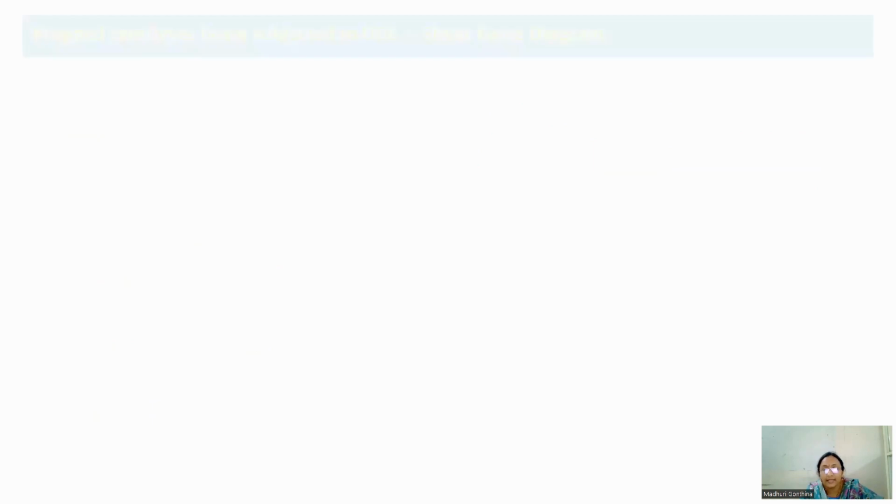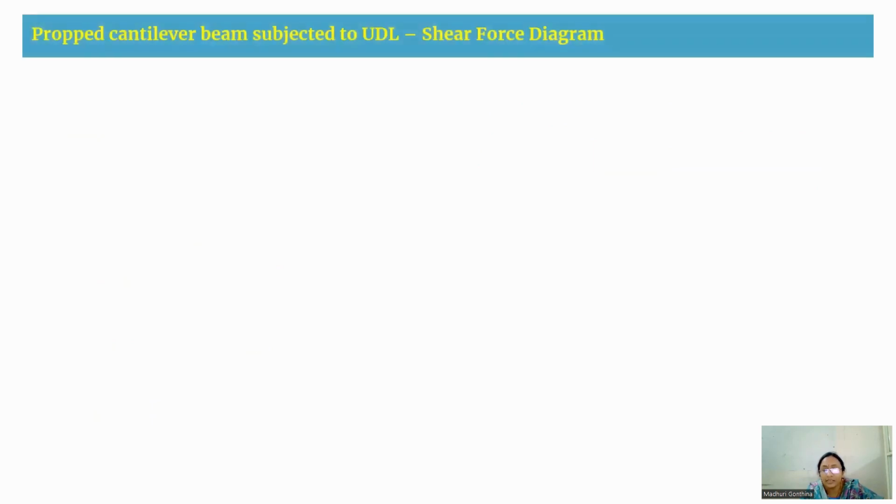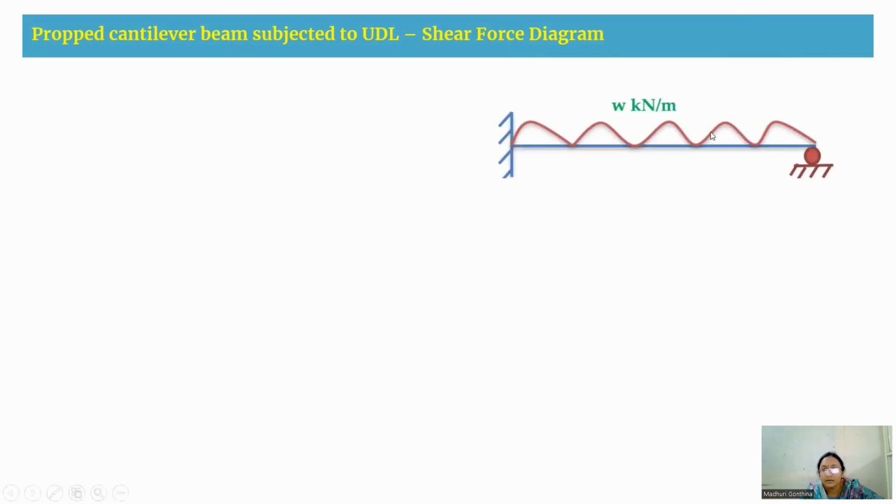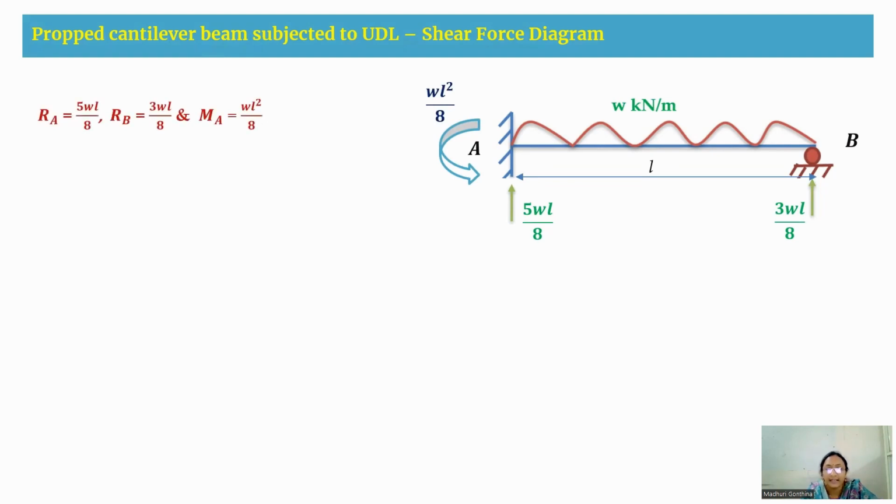Coming to the next slide, we are going to draw the shear force diagram. For drawing the shear force diagram, we will take the beam that is already given to us. This is of span L with supports A and B. And we know the reactions, RA is 5WL by 8 and RB is 3WL by 8, and this is the moment WL square by 8. The calculation of reactions and the moments has been done in the previous slides.